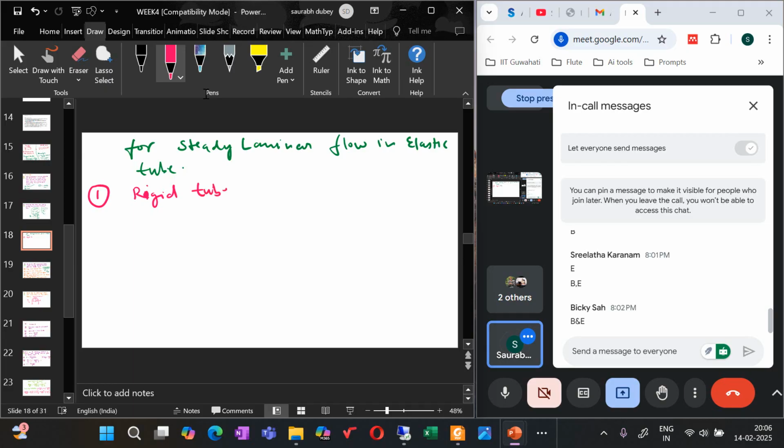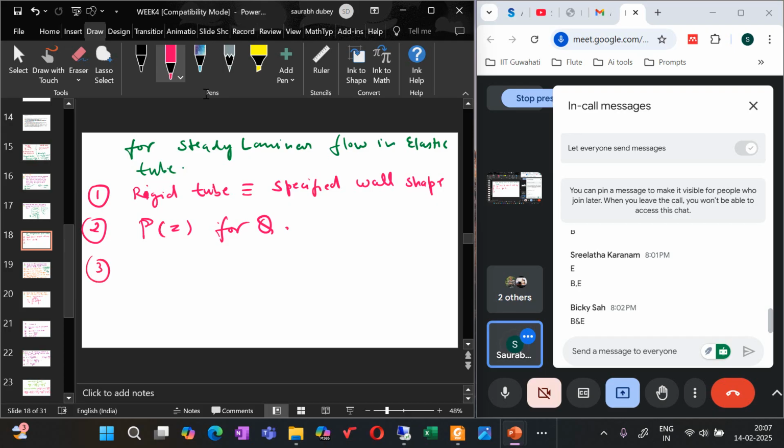Rigid tube and specified wall shape, right? You first assume this one, right? And then what you did, you actually calculated pressure distribution. So let me just put it like this. I will be just putting it as PZ, right? Pressure distribution for flow rate, right?